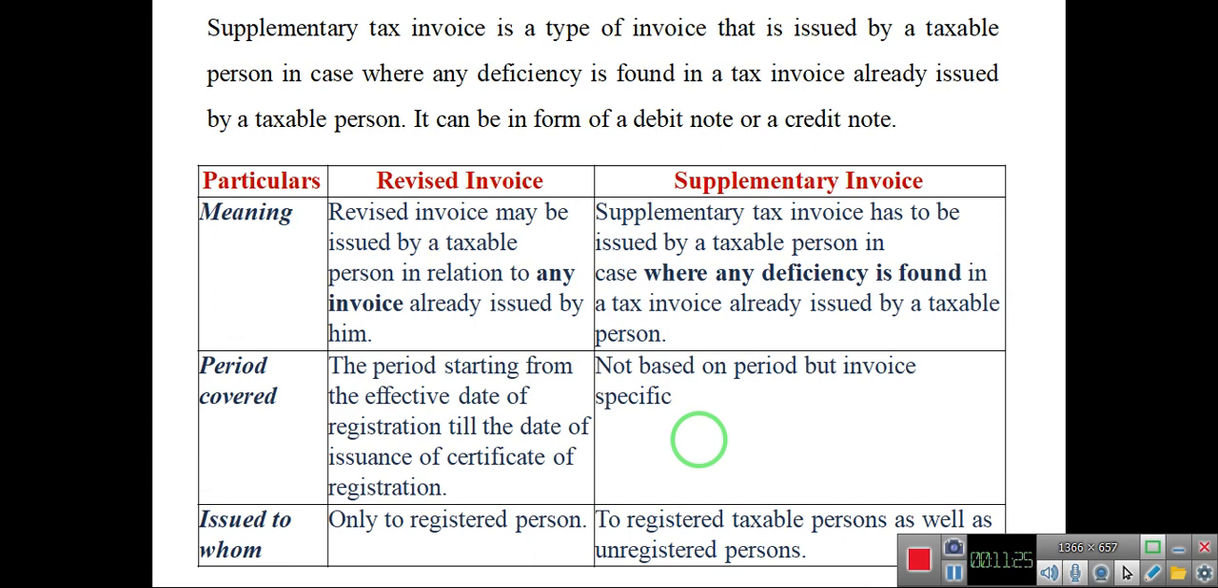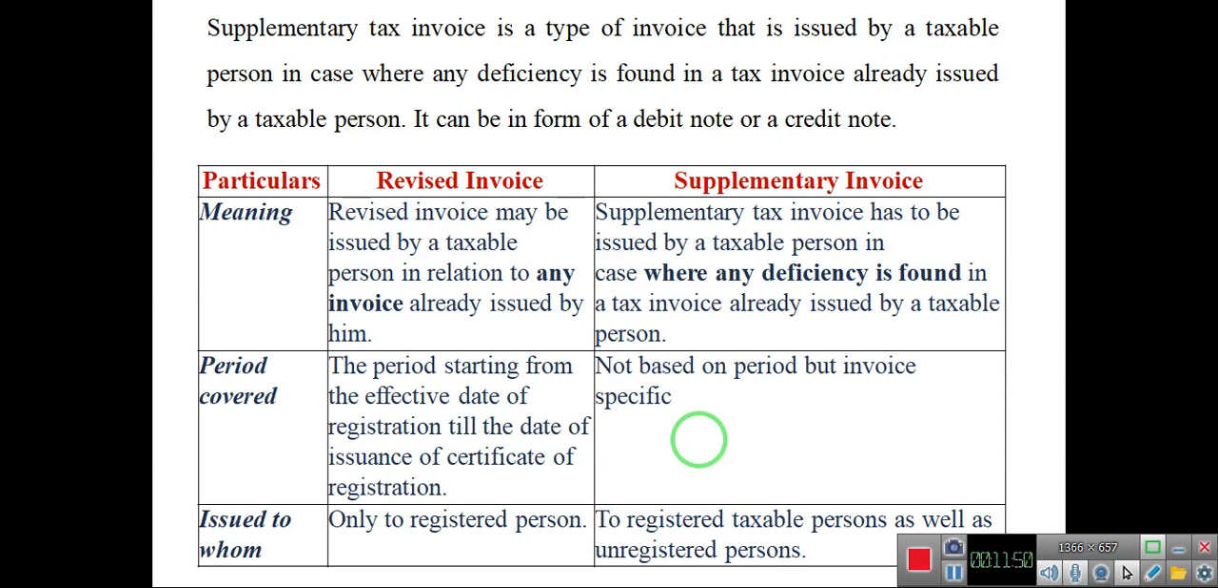Supplementary tax invoice is a type of invoice that is issued by a taxable person in case where any deficiency is found in a tax invoice already issued by a taxable person. And these supplementary invoices can be in the form of a debit note or credit note. We'll discuss the debit note and credit note at the end of this topic.